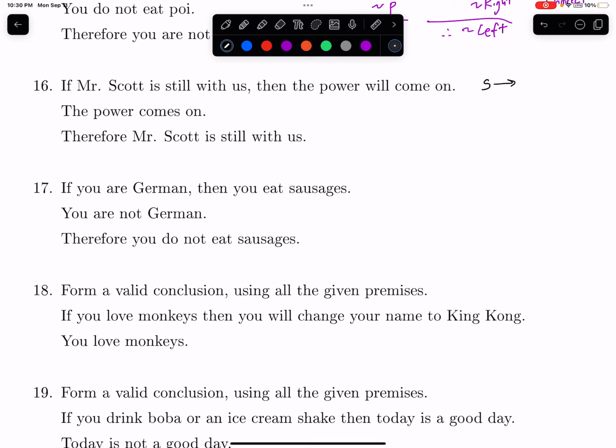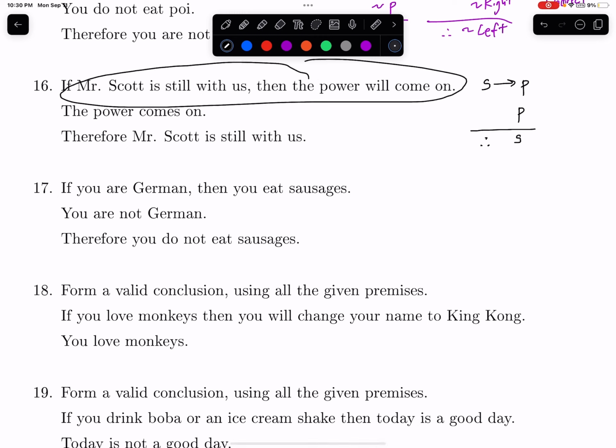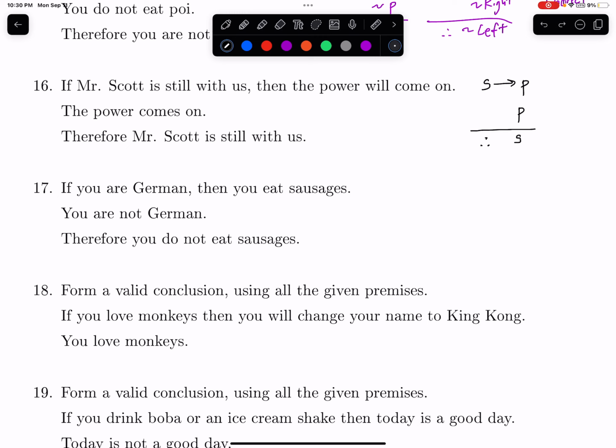So we'll say S for Mr. Scott's still with us, P for power comes on. And then the power comes on, therefore, Mr. Scott is still with us. This is a statement that Spock makes in the beginning, and then the power comes on the ship, and then he says this. He's a Vulcan, so he's supposed to have impeccable logic. But the writers of the show, I think they made a mistake here because this is an invalid argument.